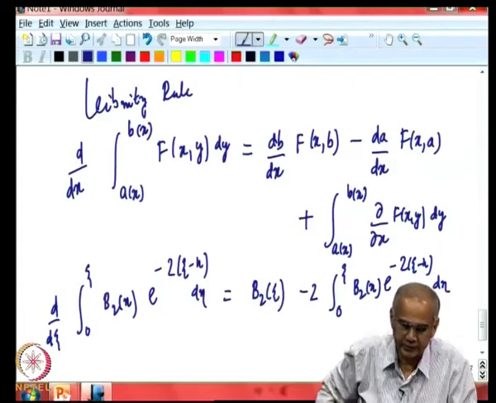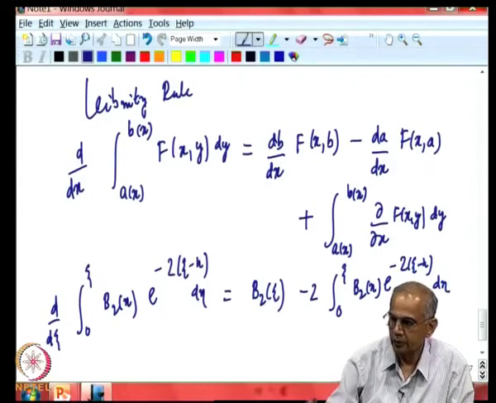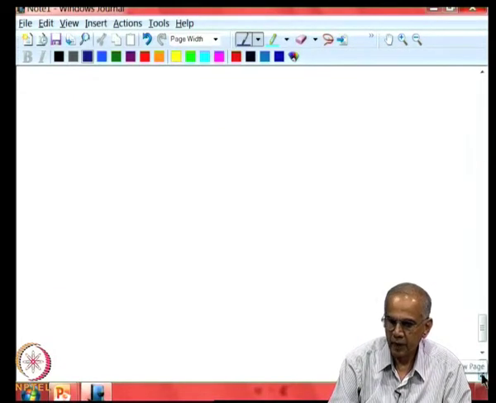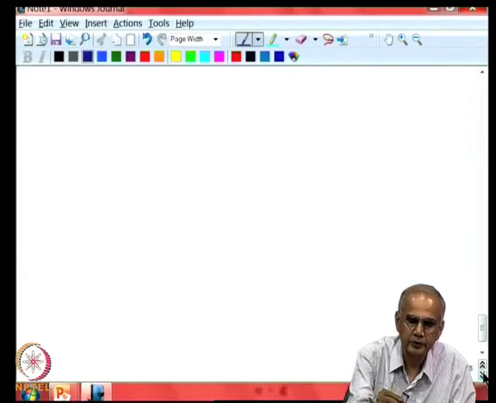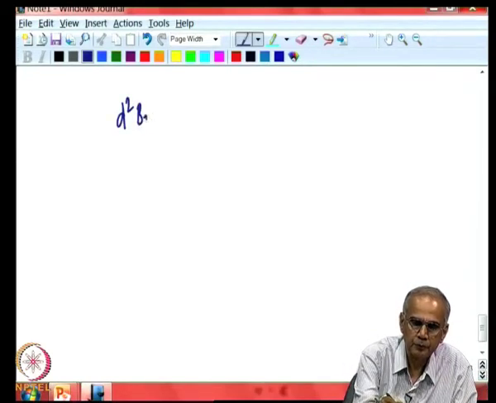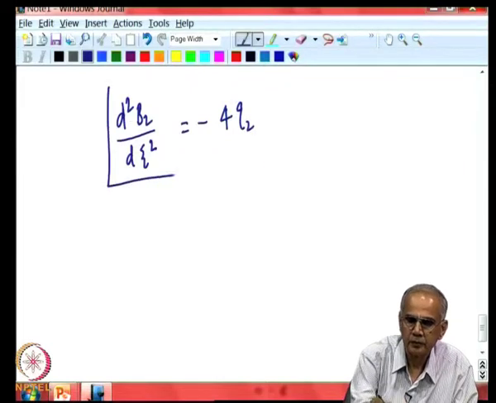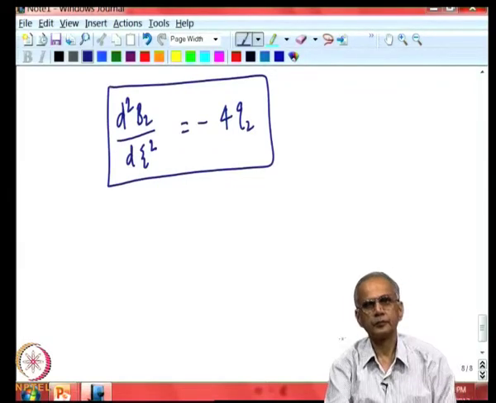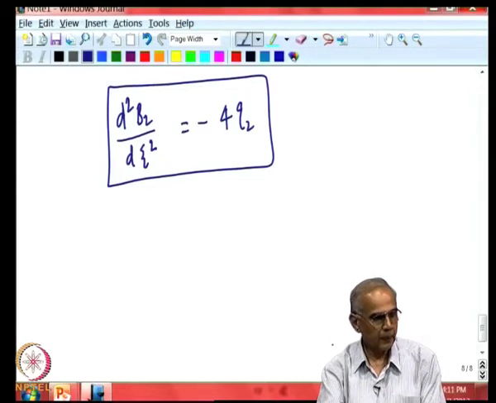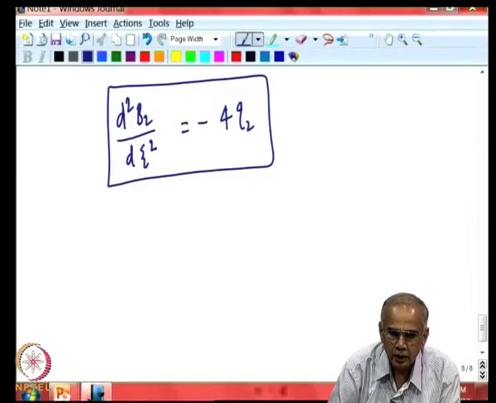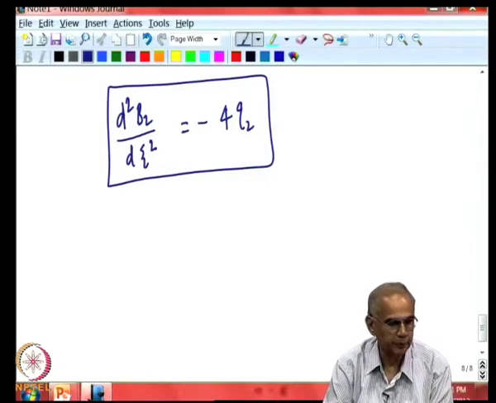I suggest that you do it as an exercise on your own. It is a good learning exercise, and you will see that you can eliminate the integral. And when you eliminate the integral, finally, you are left with a very simple equation. It is d squared b2 by d psi squared is equal to minus 4 q2. So, the integral equation simplifies to a differential equation, because we have used the exponential approximation, where the kernel is repeating itself.